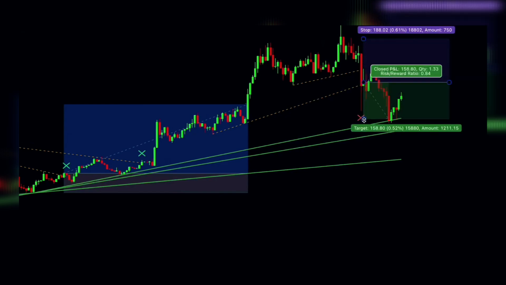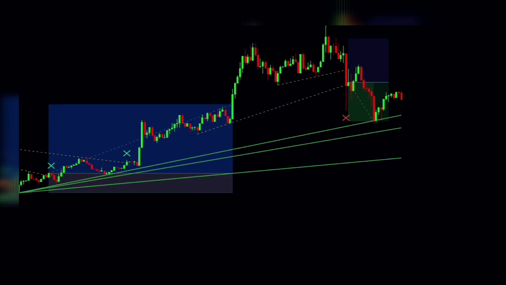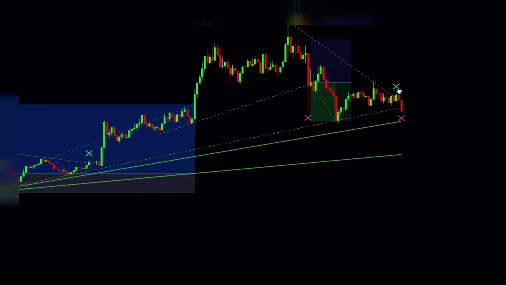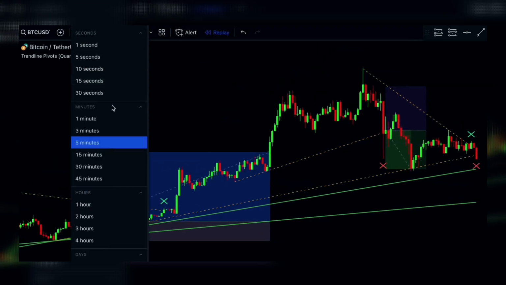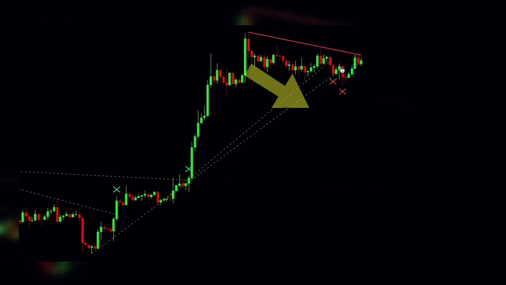We're currently looking at Bitcoin on a 5-minute chart, but you can also use higher time frames to confirm signals from shorter time frames. For example, while a buy signal appears on the 5-minute chart, the 4-hour chart may show a trend reversal, meaning it's not the best time to buy.